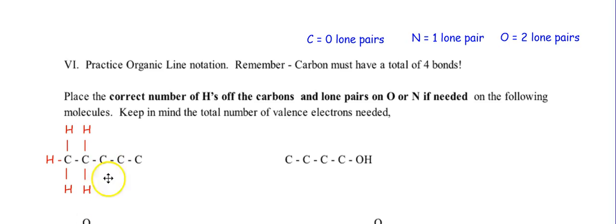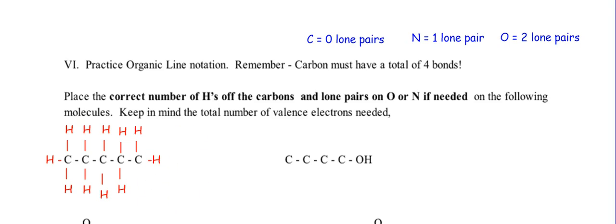How many hydrogens does this carbon need? 2. 1, 2. Do you see where I'm going with this? This already has 2 bonds. So how many hydrogens does that carbon want? 2. 1, 2. And how many bonds does this carbon have? It has only 1 bond, so it needs 3 hydrogens for a total of 4 bonds and no lone pairs.